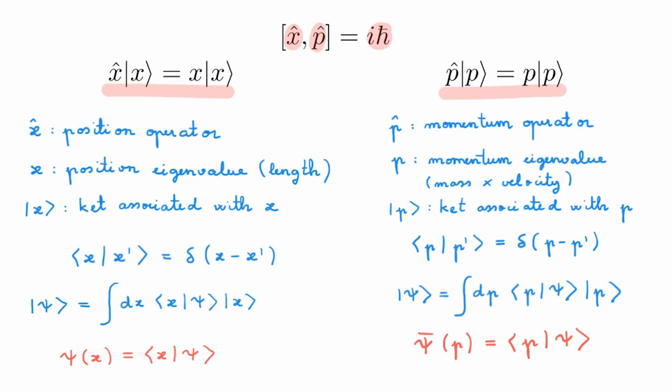What we have learned so far in this video are some of the most important ideas in the whole of quantum mechanics, so do make sure that you understand everything that we have discussed. To recap, we have introduced the idea of wave functions. The wave function in the position representation, psi of x, is the projection of a state vector psi onto the position representation. And the wave function in the momentum representation, psi bar of p, is similarly the projection of a ket psi onto the basis p.